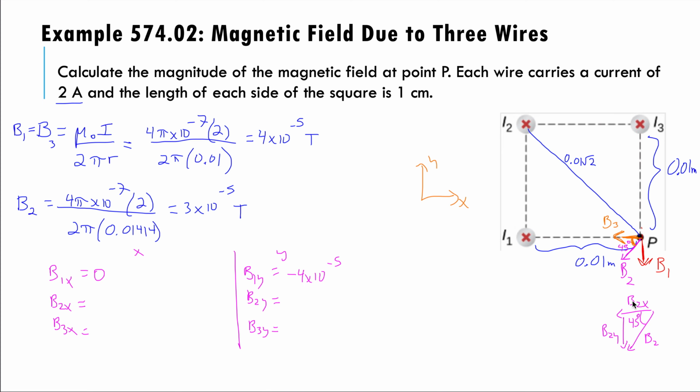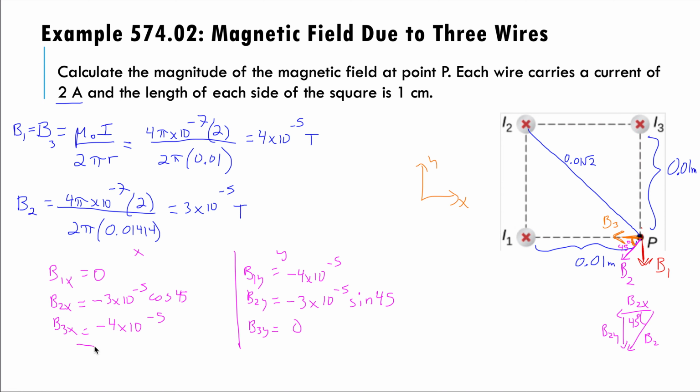B2x, the x component uses cosine and it's negative, so negative 3 times 10 to the negative 5 cosine of 45. B2y is also negative and uses sine, which when you have 45 degrees, it doesn't matter if it's sine or cosine. But just to be consistent, we are opposite the angle that uses sine. And then looking at B3, which only has an x component, negative, since it's going to the left, negative 4 times 10 to the negative 5, does not have a y component, so that's equal to 0.